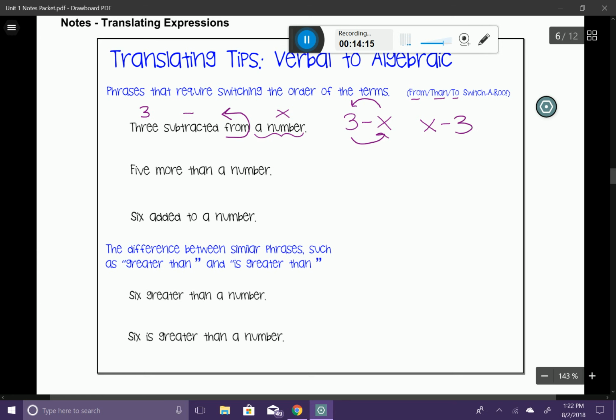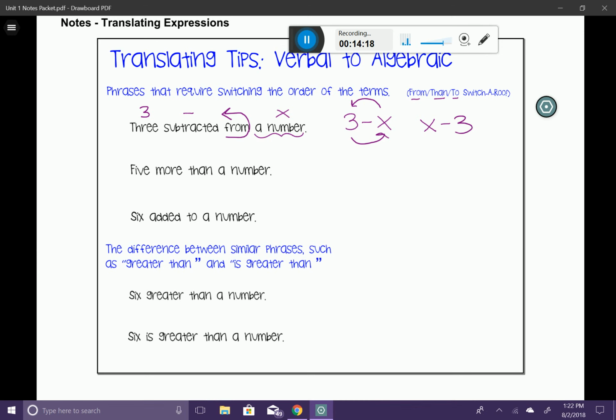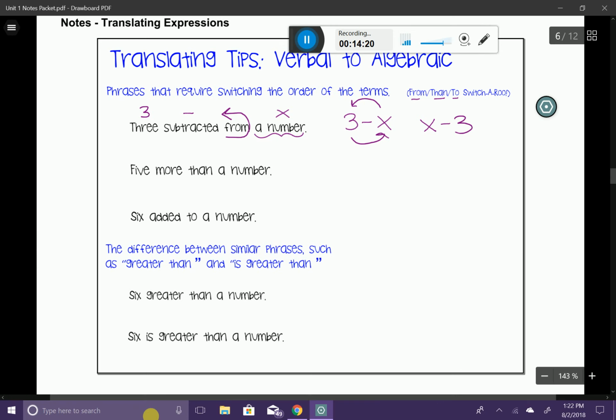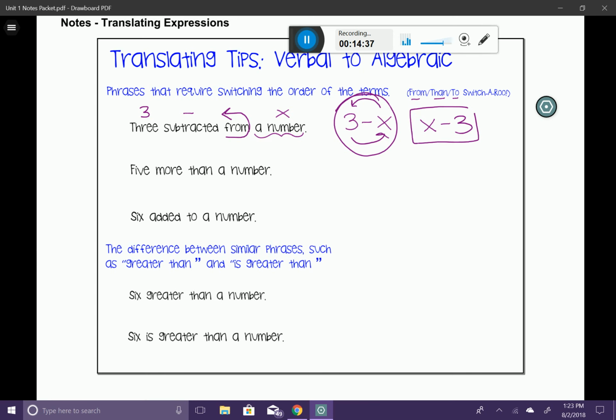And you might ask, what's the difference? If you look at the first example here, it's actually saying that x is being subtracted from 3. 3 is not being subtracted from x. It's only in the second example, the one I'm boxing, where 3 is being subtracted from that variable x. So the order of the pieces in the terms does matter. You have to be very careful with these switcheroo words.